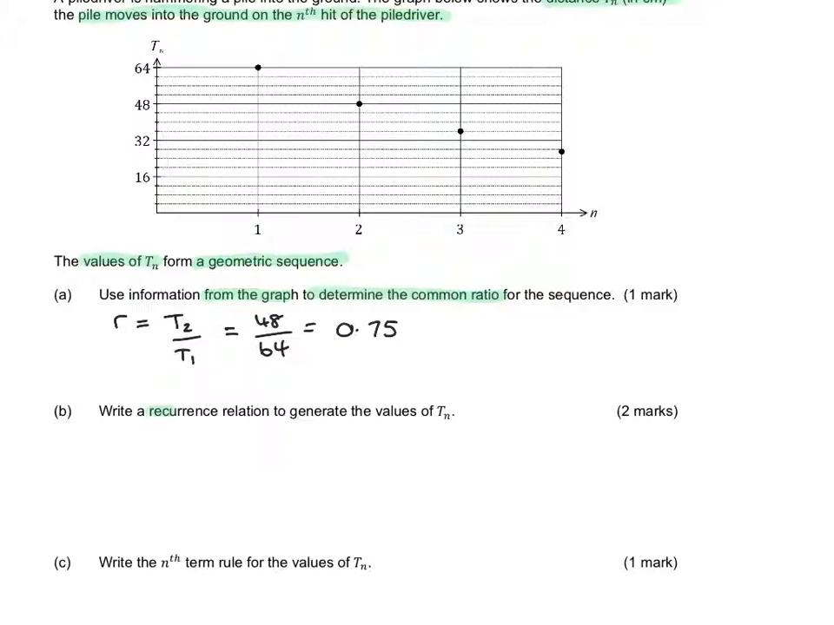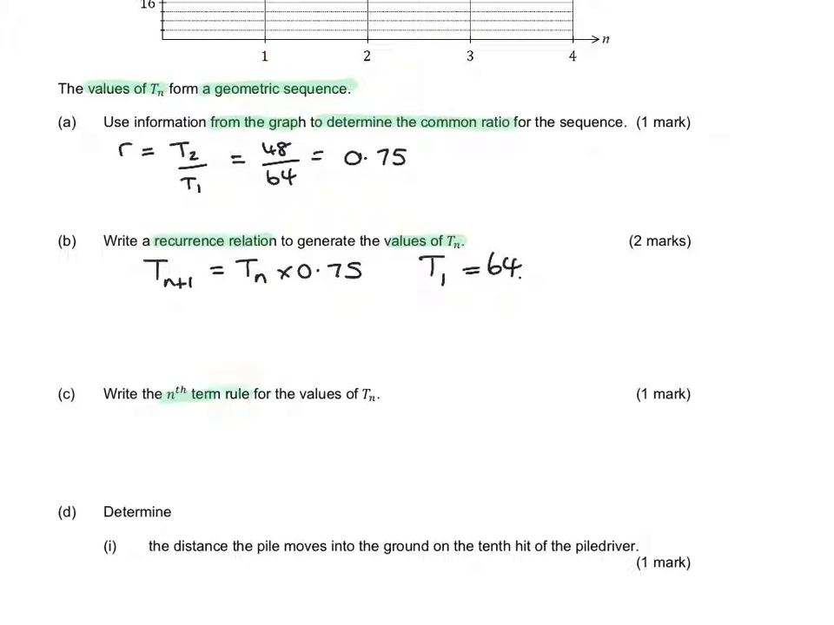Part b: write a recurrence relation to generate the values of Tn. So I know the recurrence relation is T(n+1) equals the term before it times my common ratio. Now here I know that my common ratio is 0.75, and I know my first value, it's 64. So that's my recurrence relation, or recursive formula.